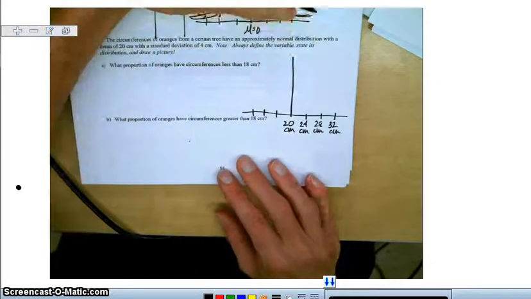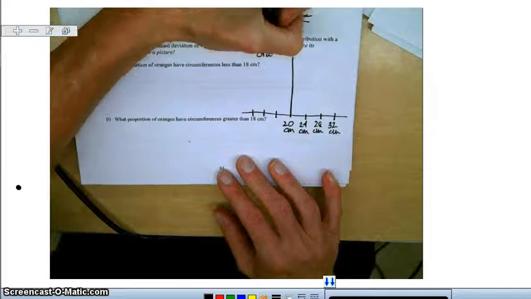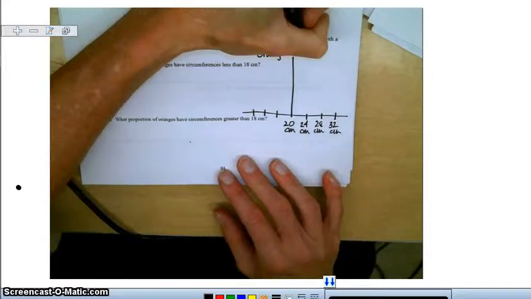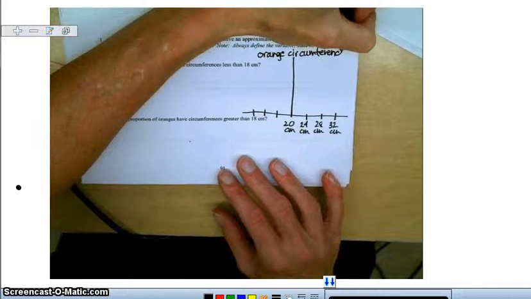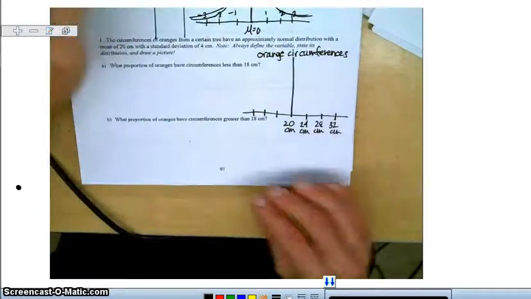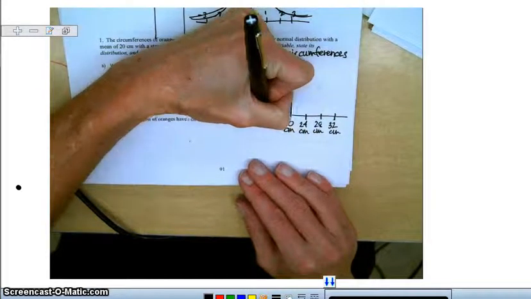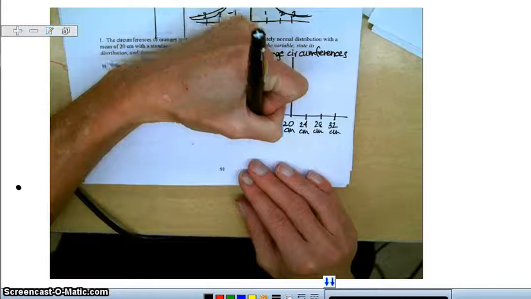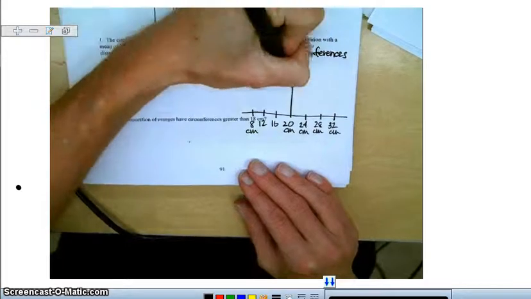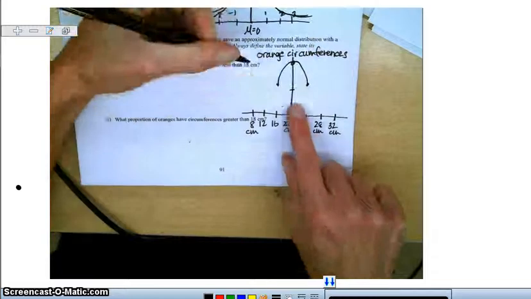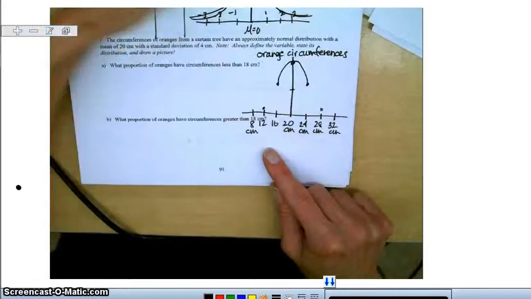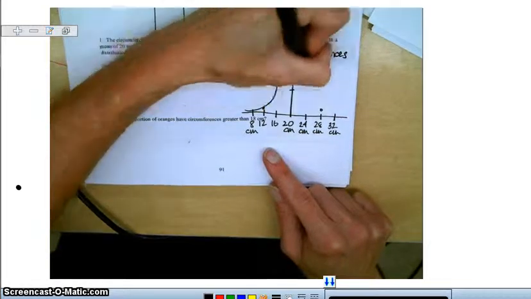So this is orange circumference. Okay, that's my normal distribution, so this will be 16, 12, and 8. All of these are in centimeters. Draw a dot halfway, 60%, concave down. Go 1/8 of the way down on the second standard deviation, and then concave up.